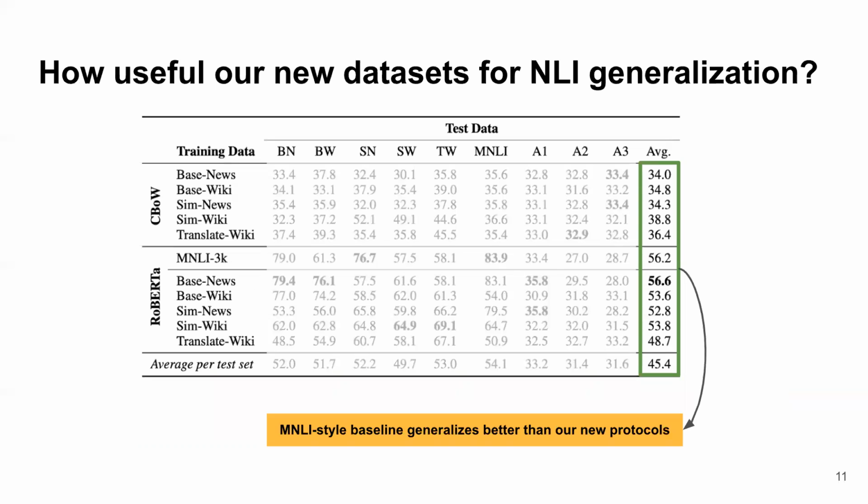So now let's see our results. How useful are our new datasets for NLI generalization? We compare two variants of models based on BERT and RoBERTa fine-tuned with each of these datasets. And we test each model on various NLI data, using the test data that we collect plus test data from MNLI and Adversarial NLI. On average, we find that the MNLI-style baseline generalized better than our new protocols and performs on par with a model that is trained on a subset of 3,000 examples of MNLI data.